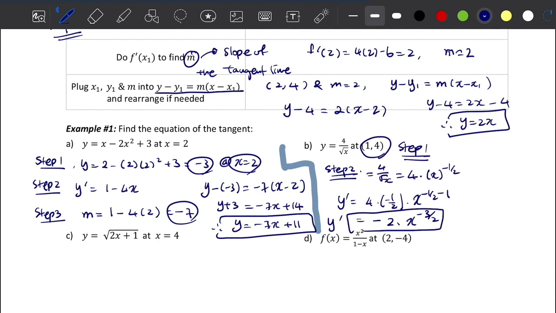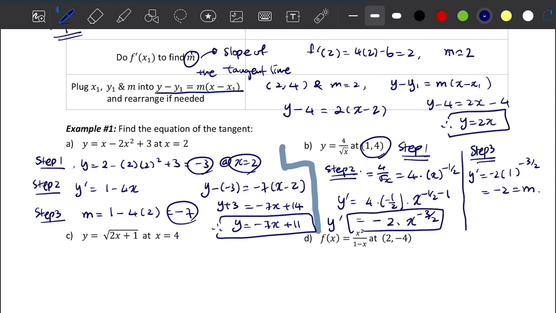Then step 3, we need to find our slope by substituting 1 into our equation. Then we get y prime equals -2 times 1 to the power of -3/2. So we get -2 as our slope.